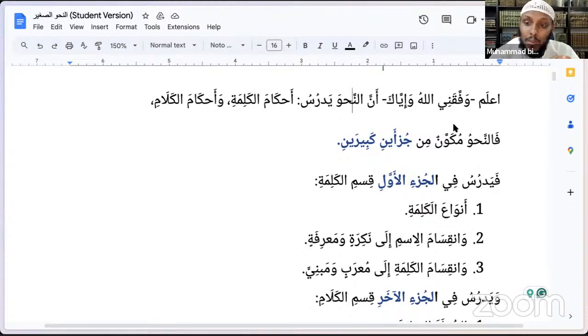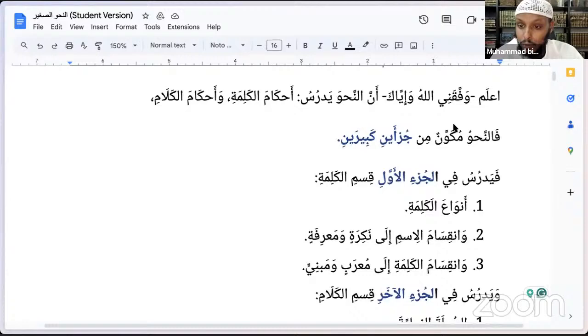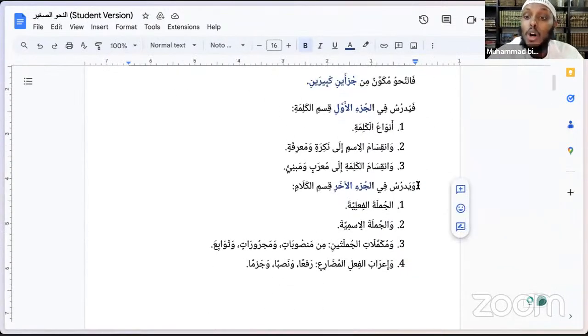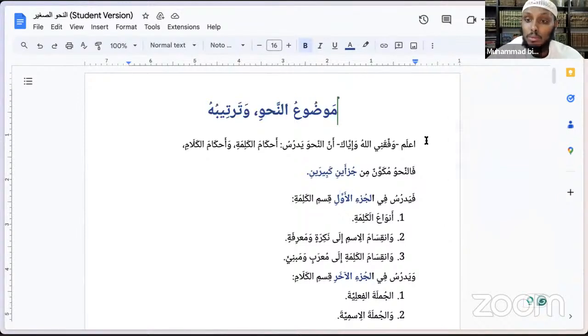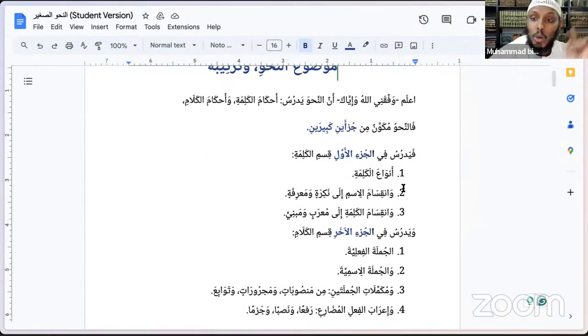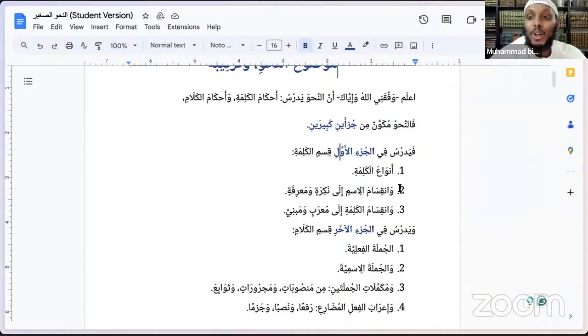So this is one of the things I love about this book. It's organized in a very logical way. Now in this one page, the author will talk about the whole subject of Nahw. He has summarized it into this one page. This is how the whole book is organized. Okay, so first we have 2 parts. Looking at the word by itself, and then looking at the word when it's part of a sentence.